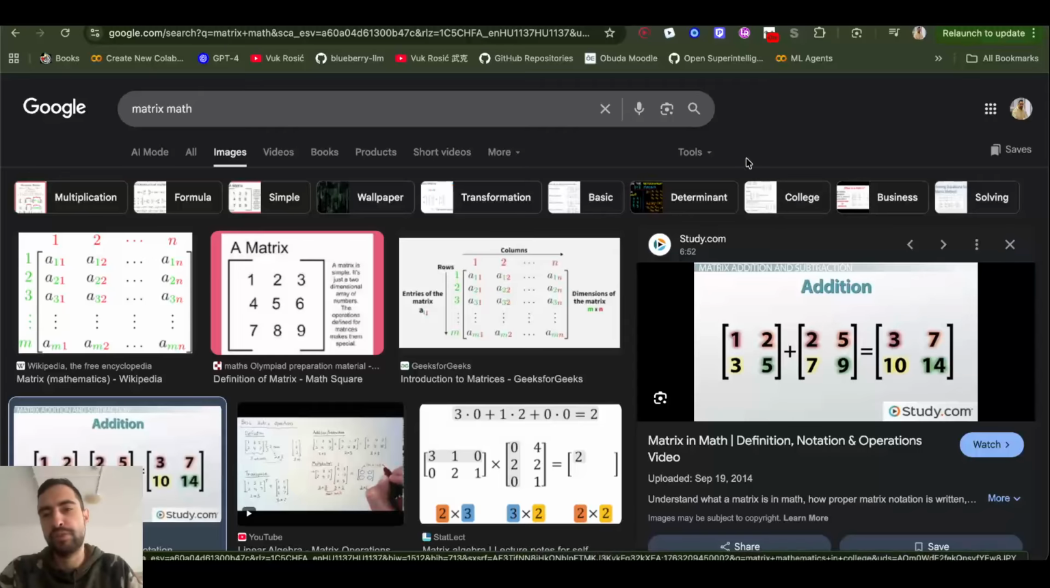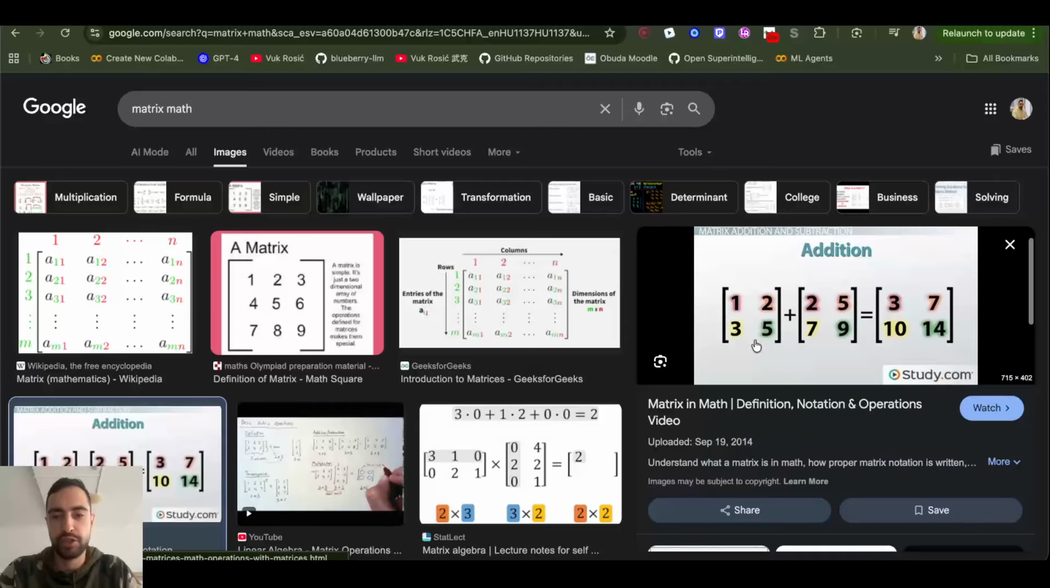Now let's learn about matrices. This is extremely important. This is how neural networks work. This is the main thing about AI neural networks. So this is a matrix. It's an array of arrays.